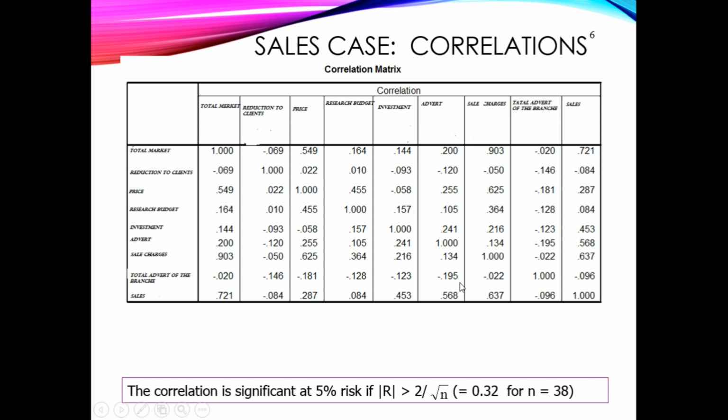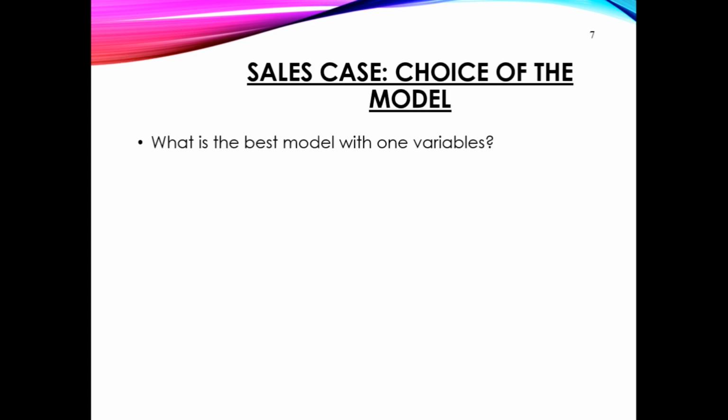So looking at the sales case, we can ask some questions like: what is the best model with one variable, what is the best model with two variables, or what is the best model without specification? Whatever the number of variables, what is the best model that we can build based on our data and our explanatory variables? We will answer this question a little bit later.